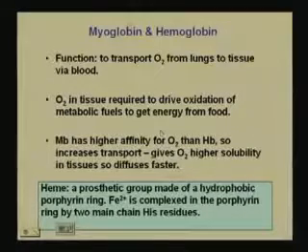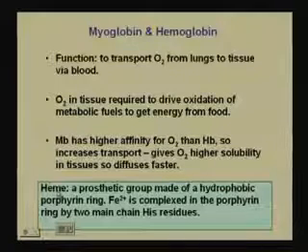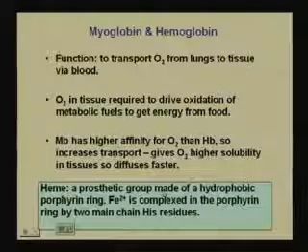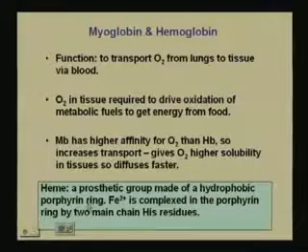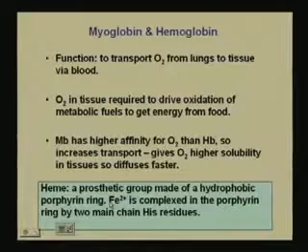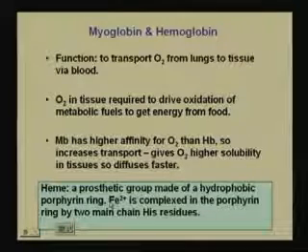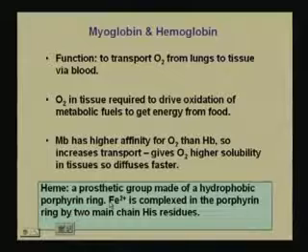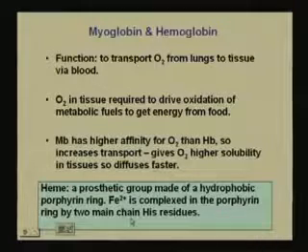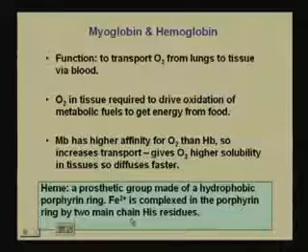Now, each of these proteins has heme associated with it. Okay, we will see what heme is. It is a prosthetic group that is made of a hydrophobic porphyrin ring and the iron 2+, that is part of what we call the iron in the blood. Okay, that is where it is in the heme. It is complexed in the porphyrin ring by two main chain histidine residues of the polypeptide chain.